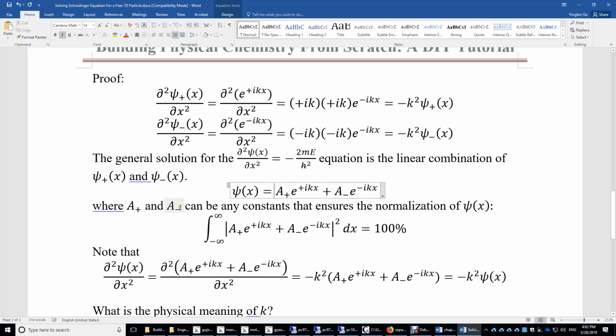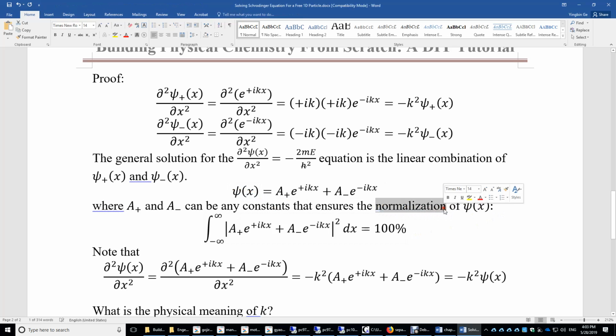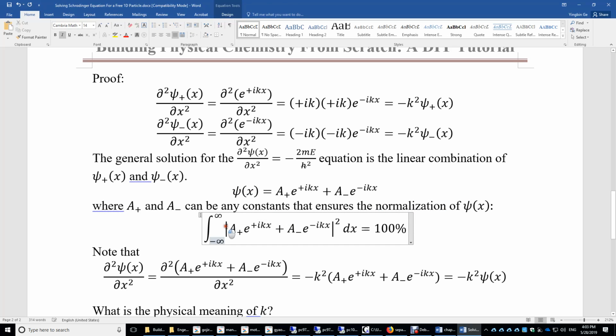A plus and a minus can be any constants as long as they ensure the normalization of this wave function of the free particle. What does this normalization mean? It means the integral of the squared modulus of this psi(x) is equal to 100%. And the physical meaning is very simple. The probability of finding this particle with this wave function from negative infinity to positive infinity, that's the entire space of the one-dimensional universe, is exactly 100%.